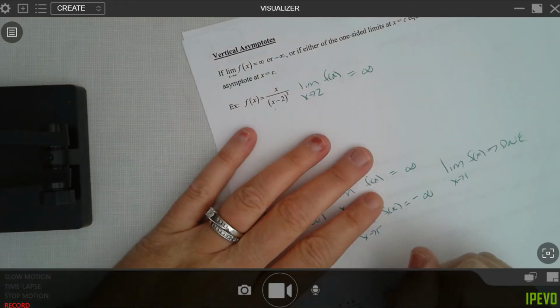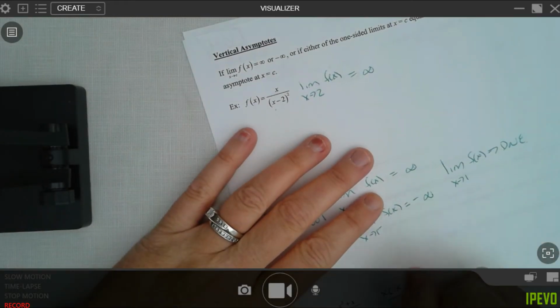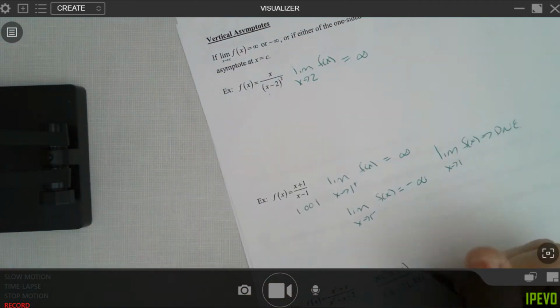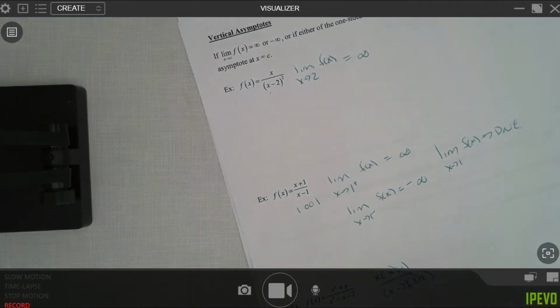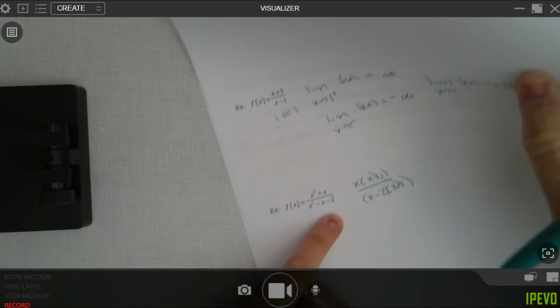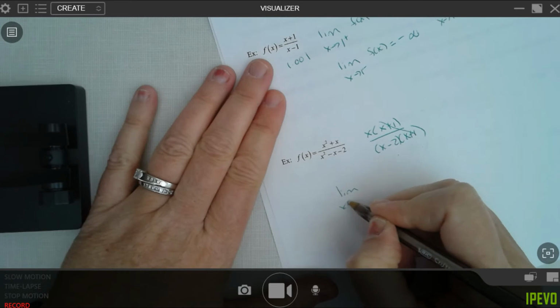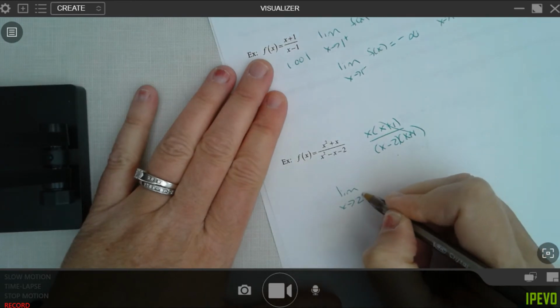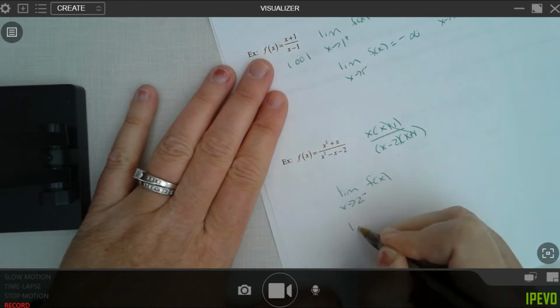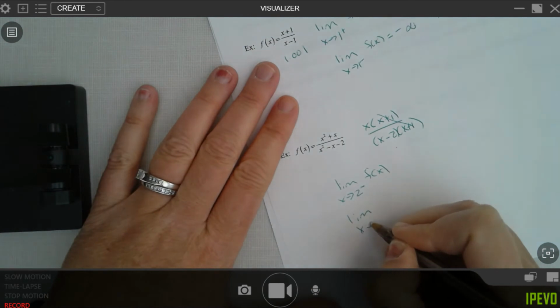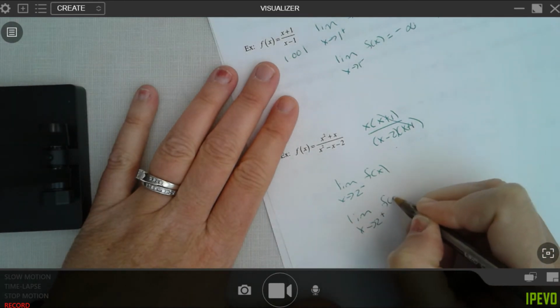So on this one here, I'm going to go ahead and factor out my x. So I'm going to have a minus 2 and a plus 1. So there is a hole created right there. So this one would be a hole, and this one would be an asymptote. So if you want to do the limit as x approaches 2 from the left of my function, and then the limit as x approaches 2 from the right of my function.